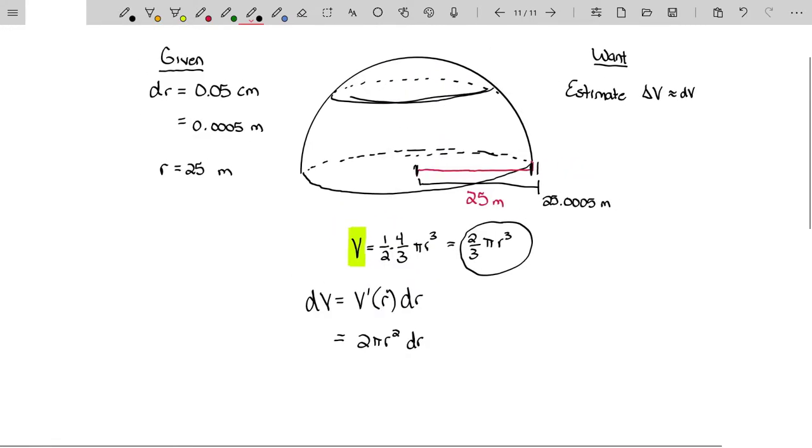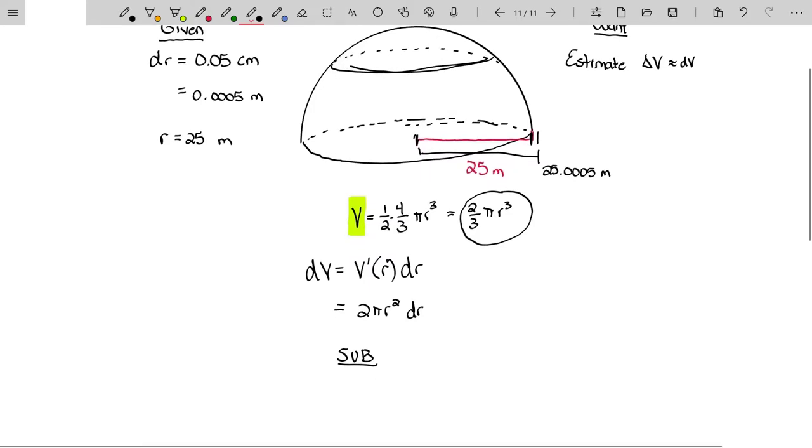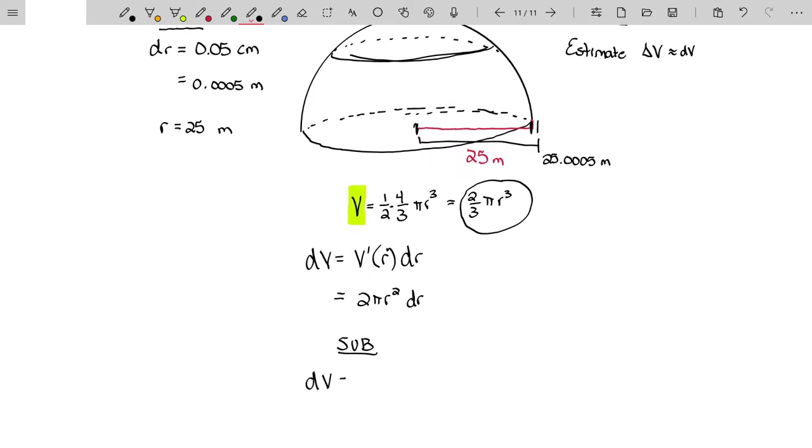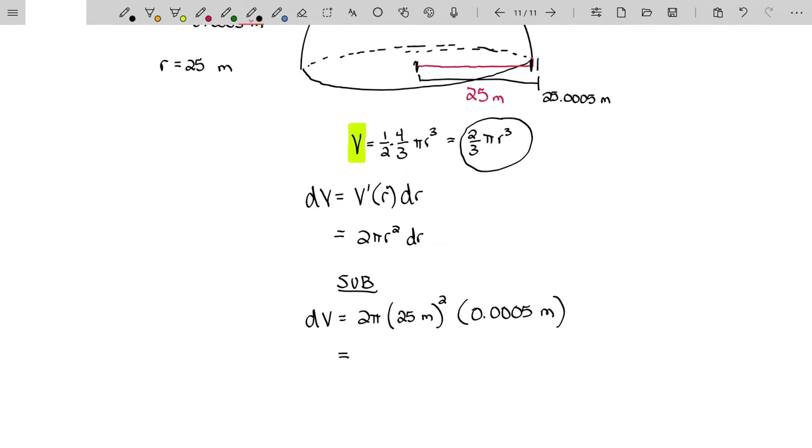Now we can sub in our value for r and our value for dr. So dV is equal to 2 pi times 25, again meters, squared, times 0.0005, again meters. Notice what we get: meters squared times meters is cubic meters. That is a volume, so this is definitely a change in volume.